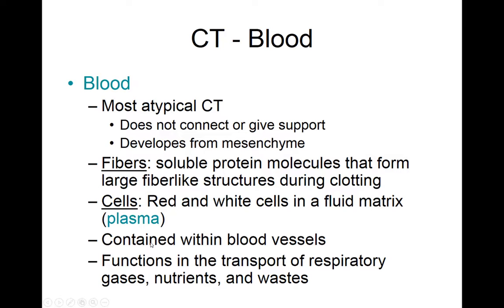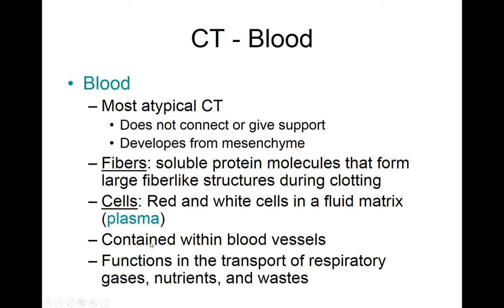And then our last connective tissue is blood. Again, this is one of the most atypical connective tissues. Again, it doesn't really give support. Your book says it doesn't connect or give support. I'm going to argue that because it does connect things together, right? Your blood connects everything in your body together. So I argued that a little bit. But it definitely doesn't give any support. But the reason we classify it as a connective tissue is because it does develop from that mesenchyme, from that embryonic tissue.